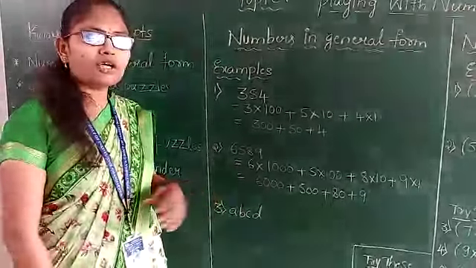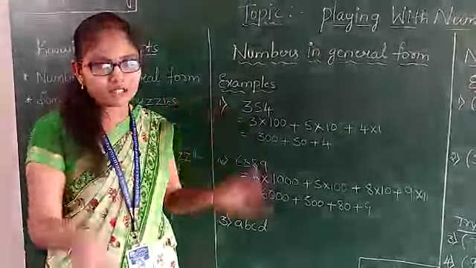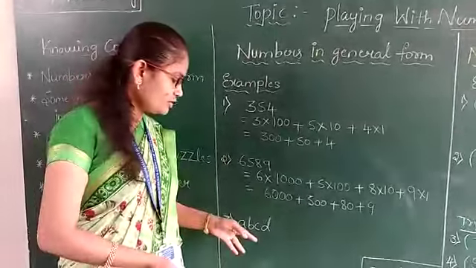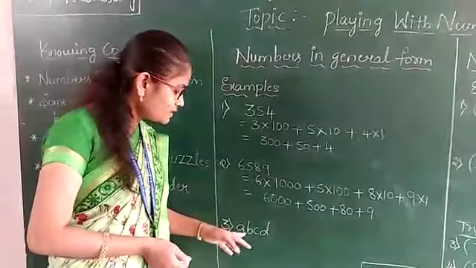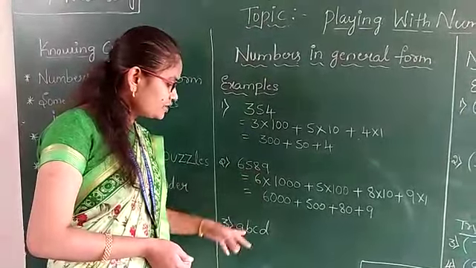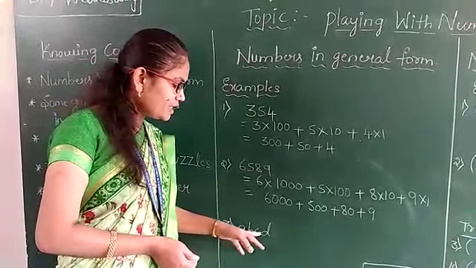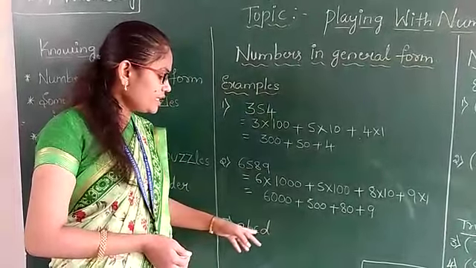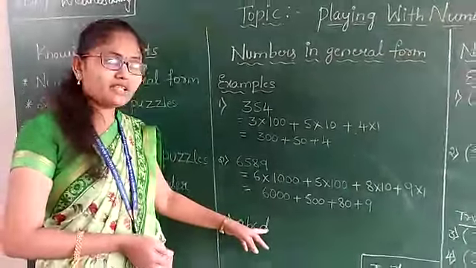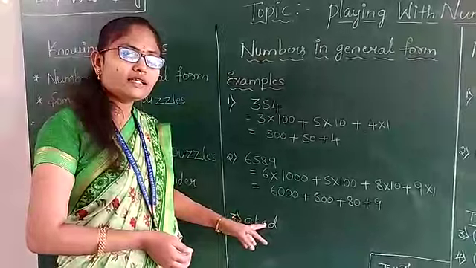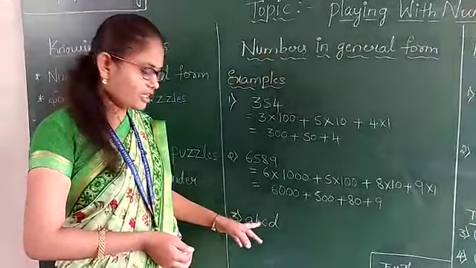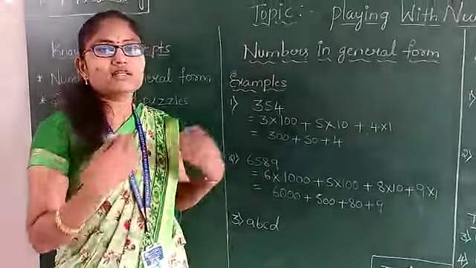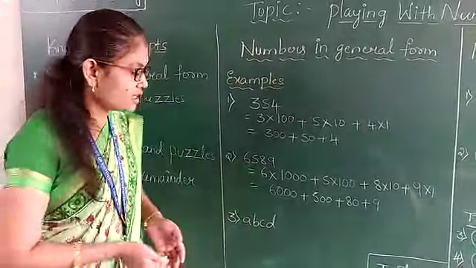Next, one more example I will consider. For example, if we take any variables, we know that we learnt about variables. Instead of numbers, I have taken here A, B, C, D. Here D is in the ones place, C is in the tens place, B is in the 100s place and A is in the 1000s place. How are you going to write this in the general form?